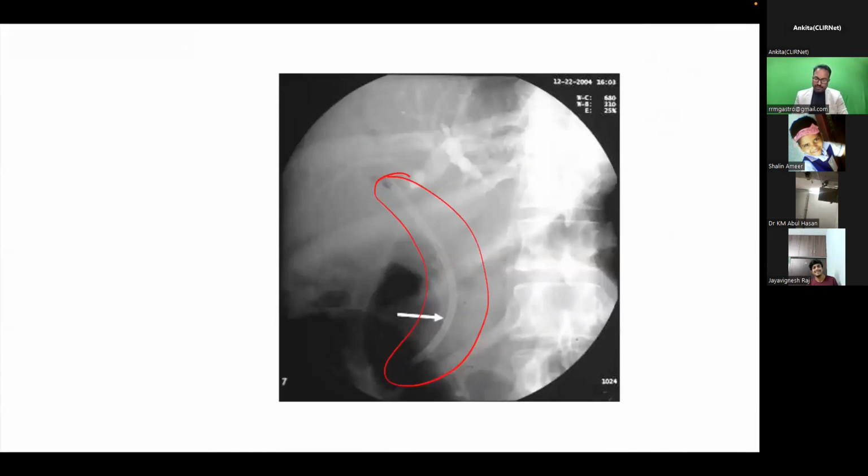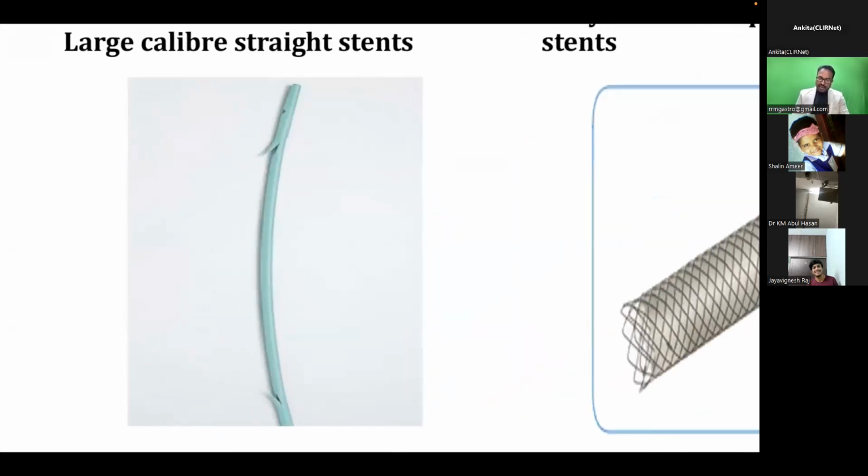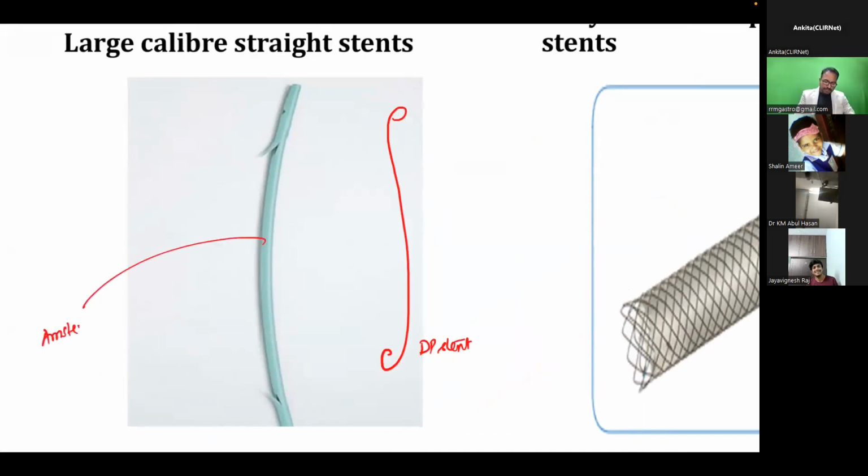Stent, there are many types of stents. So many types of stents are kept. This is one type of stent, like a straight stent. This, what I told you before, is like this. It is known as a double pigtail stent. What you are seeing here is another stent, which is the Amsterdam stent.